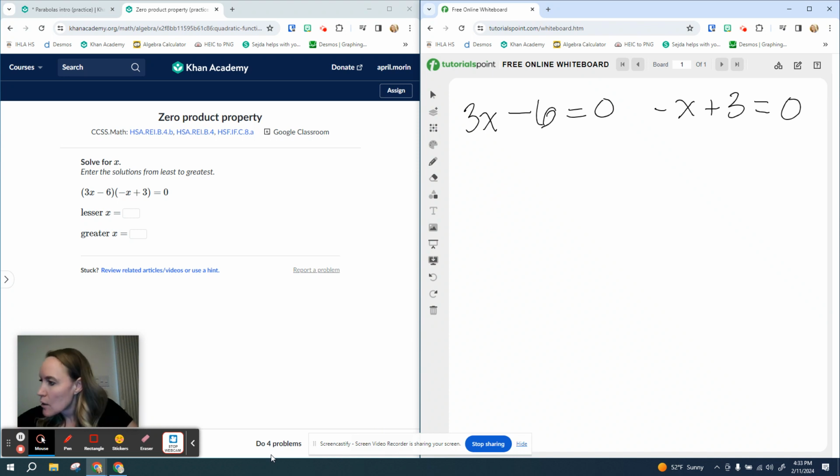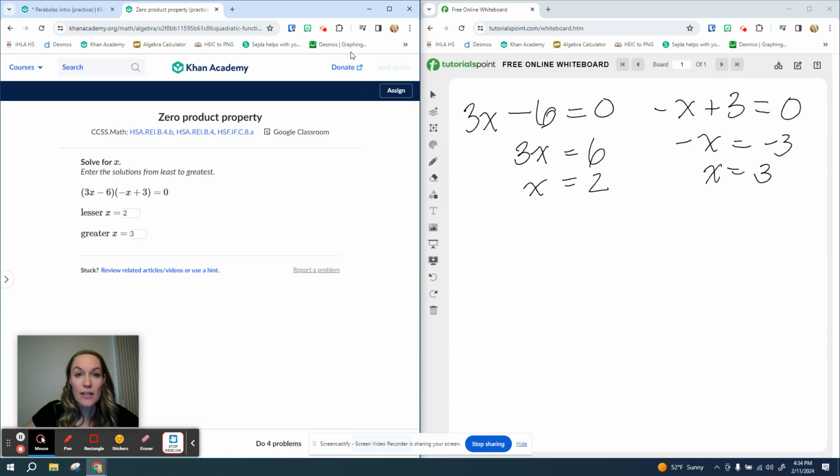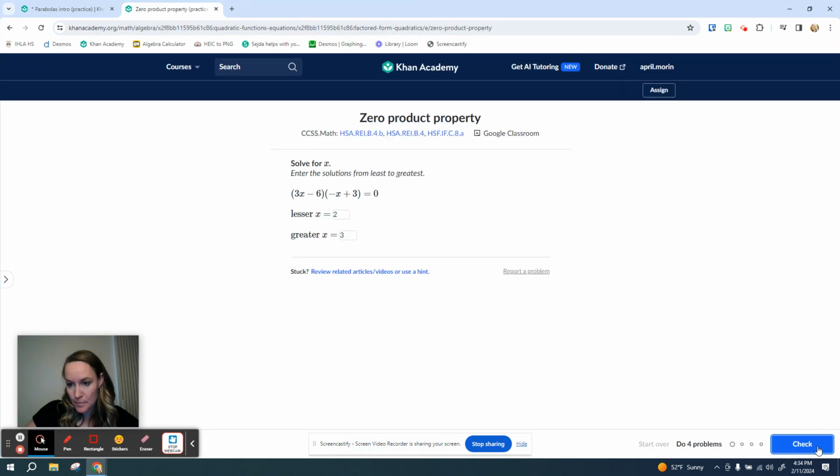Okay, so now we're just going to solve for x. Super easy, right? 3x equals 6, x equals 2, and then we have negative x equals negative 3, x equals 3. So the lesser x is 2. I'm going to input 2 here, and then the greater x is 3. So we are doing some math here. It's not too bad, right? Okay, let's go ahead and see if we are correct. Here we go. Next question.